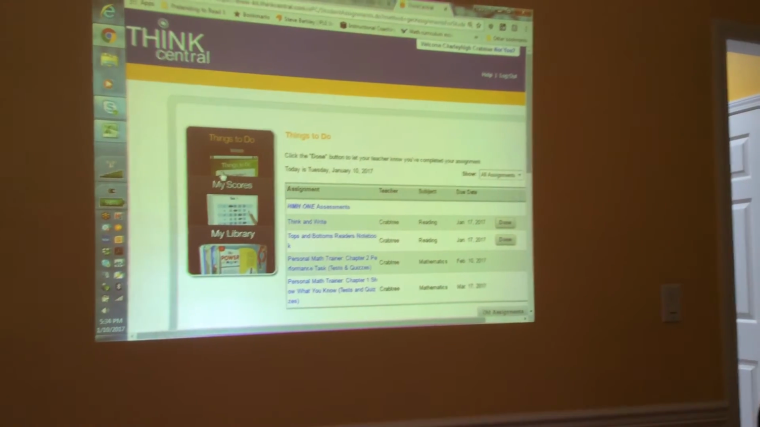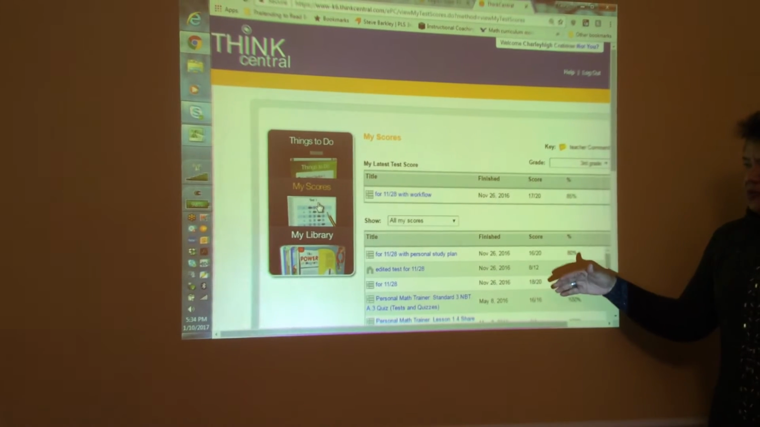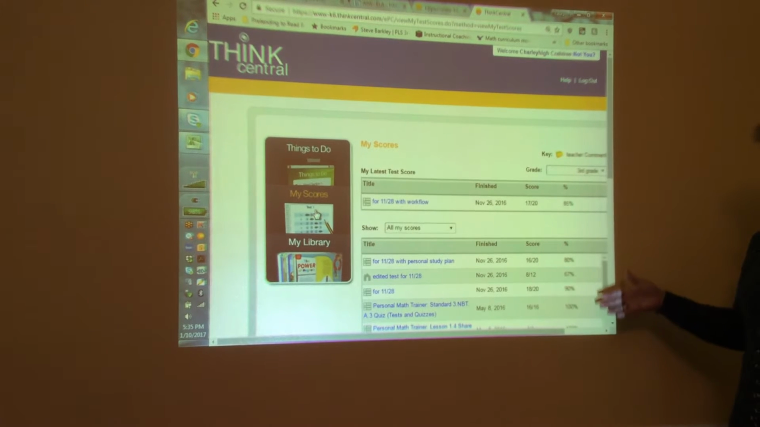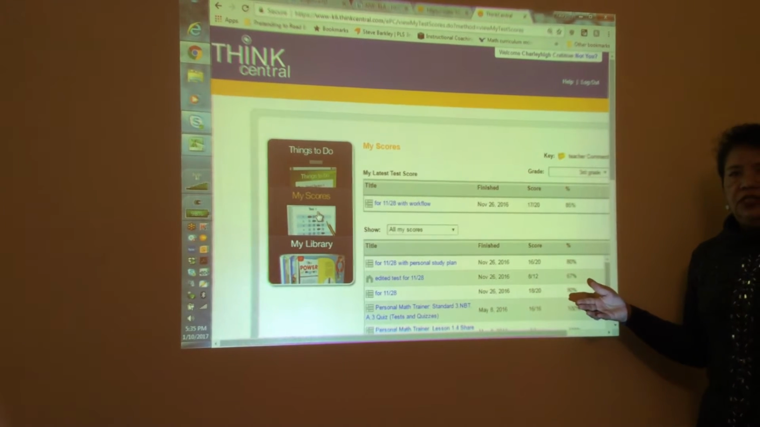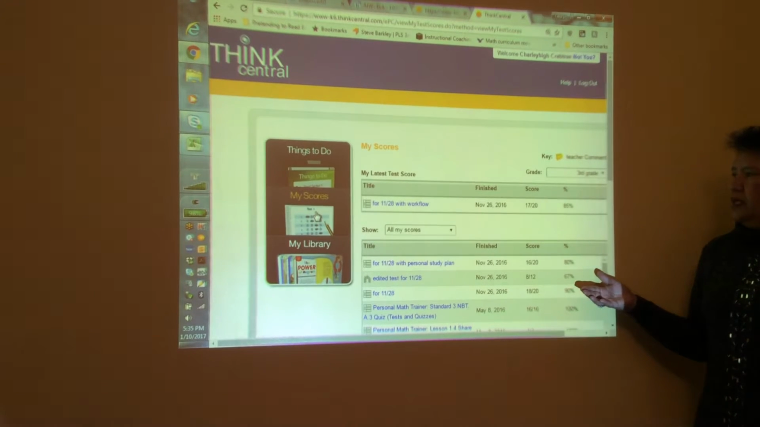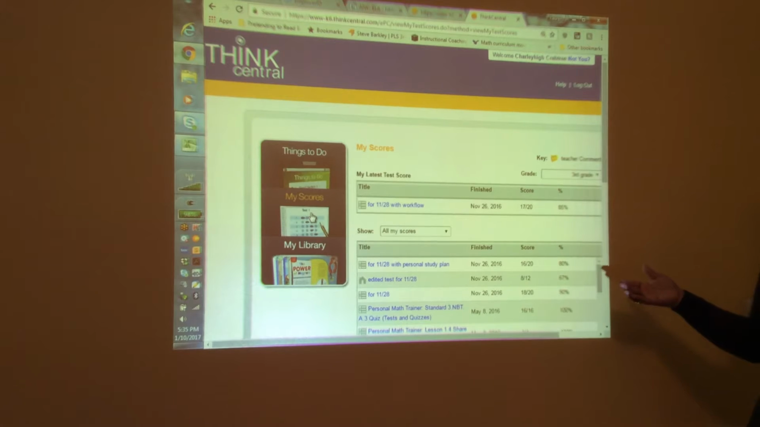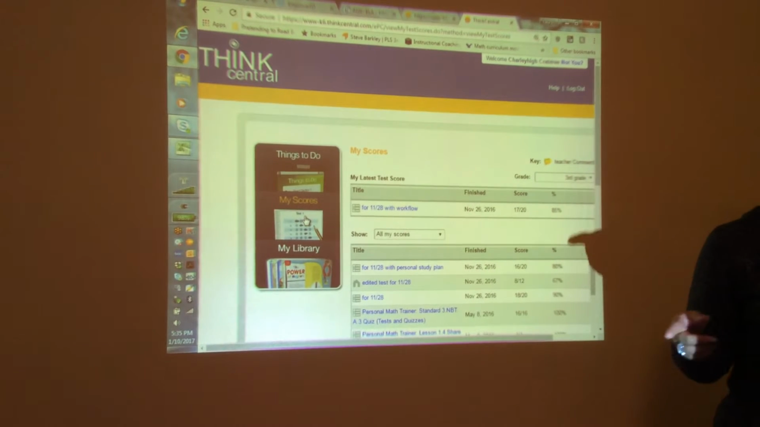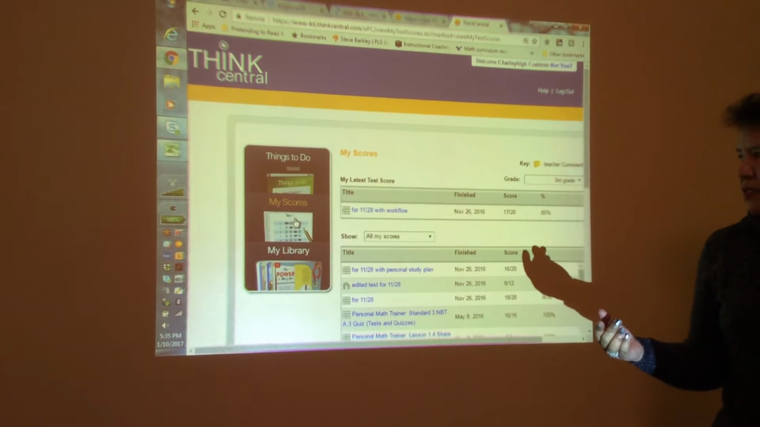We're going to look at Charlie's scores. As I mentioned, Charlie comes from a school where he had Go Math. So as you can see, he has several Go Math scores, but he doesn't have any scores for Journeys yet because he hasn't completed any Journeys assignments. When he does complete his Journeys assignments, they'll be here with his latest test scores, and he will be able to see his scores immediately after completing assignments.